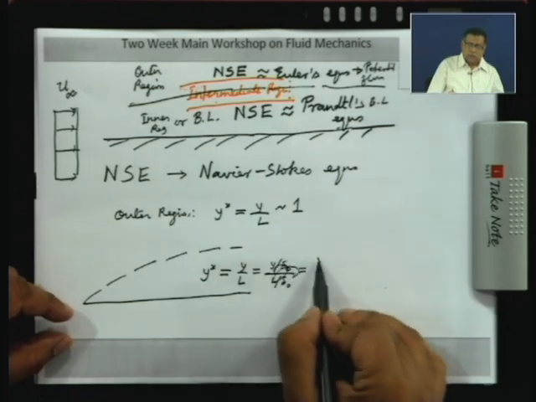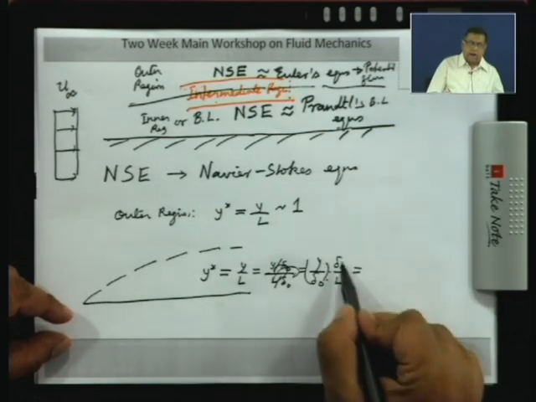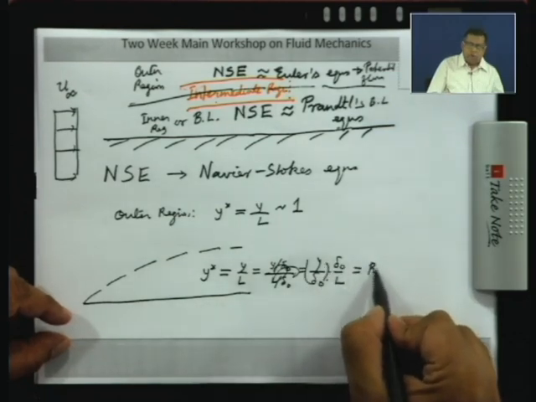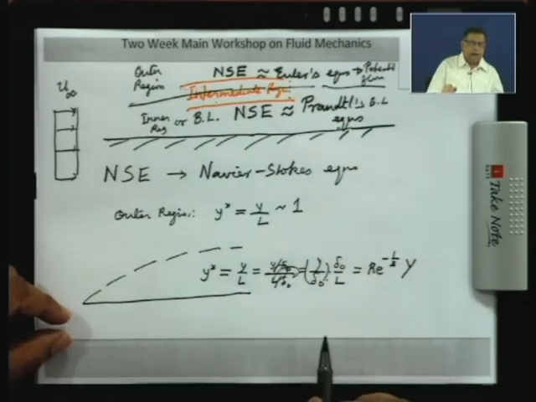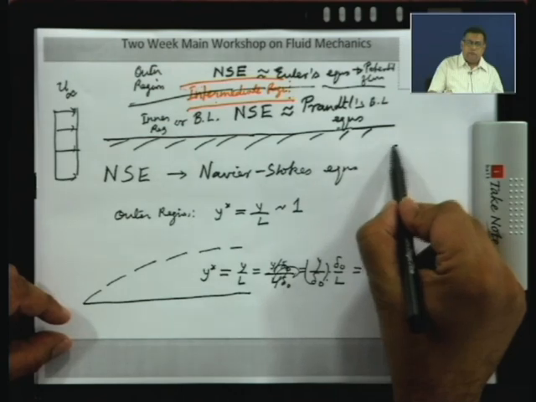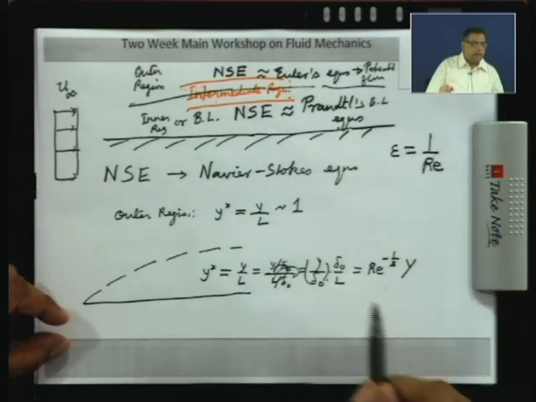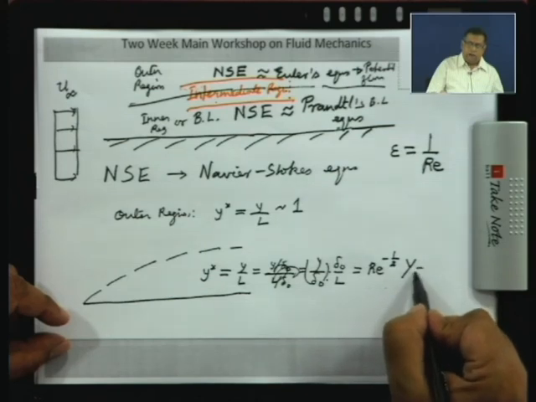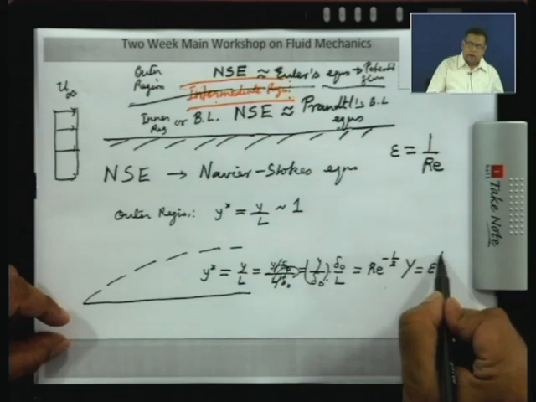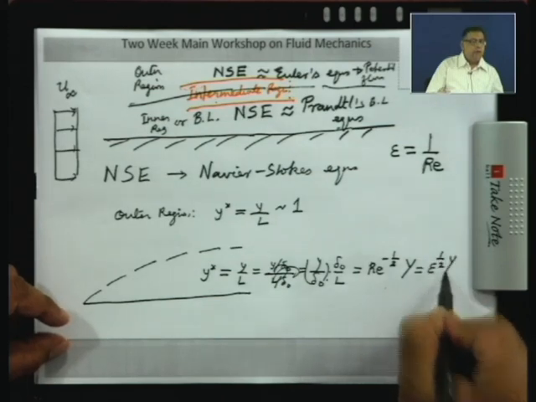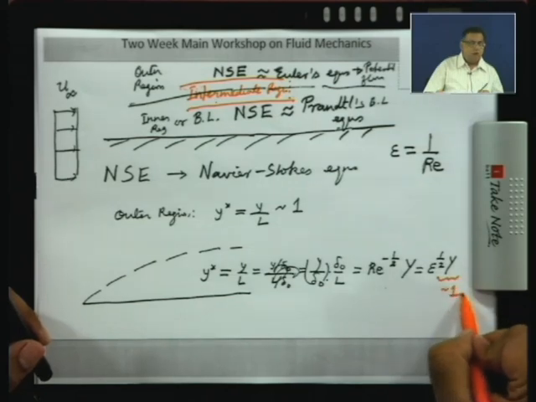Sorry, this is y by delta naught into delta naught by L, and delta naught by L we have shown was Re to the power minus half, and y by delta naught is what we were calling y earlier. Now, we will introduce a small parameter epsilon, which is 1 by Re. So, what we have here is that in the boundary layer y star is a small quantity, it is epsilon to the power half into capital Y, and this capital Y is order 1.